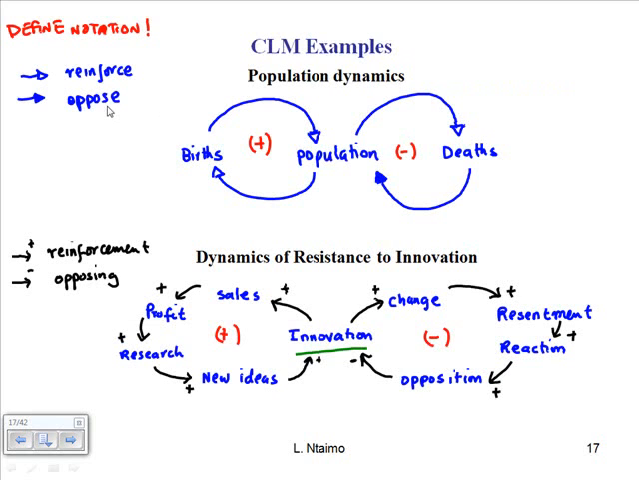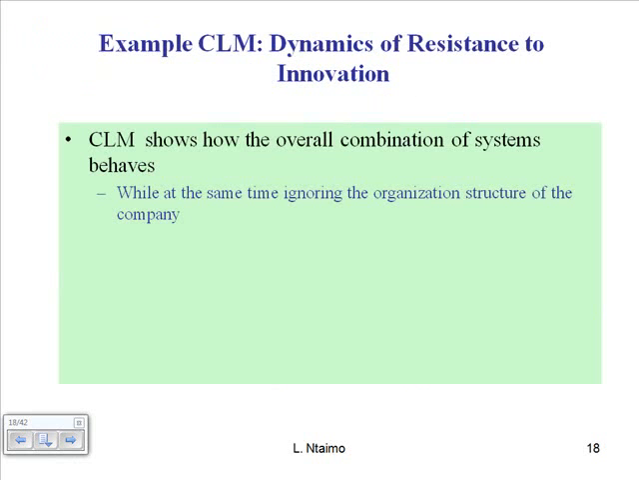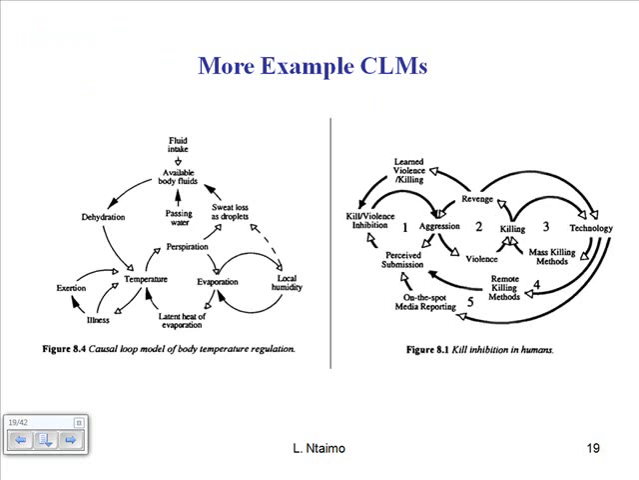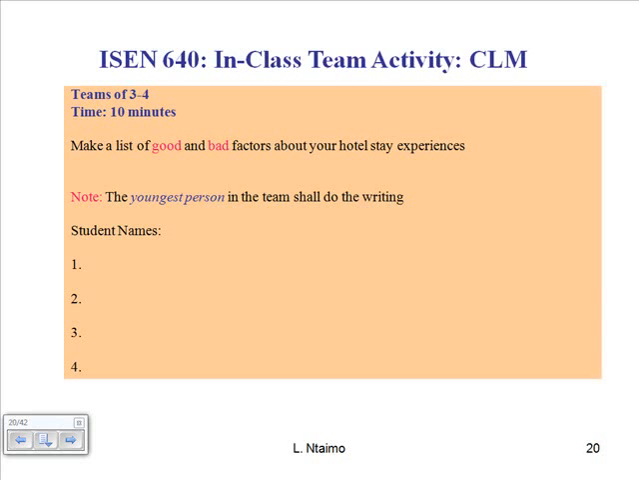I also mentioned that every time you do causal loop models, you have to define your notation. So make sure you define what the digraphs mean. If you do not define your notation, then it's going to be hard to make sense of your causal loop model. Okay? And there are these other couple examples I asked you to look at.